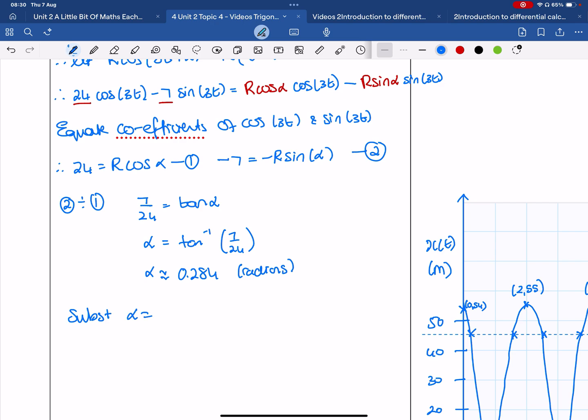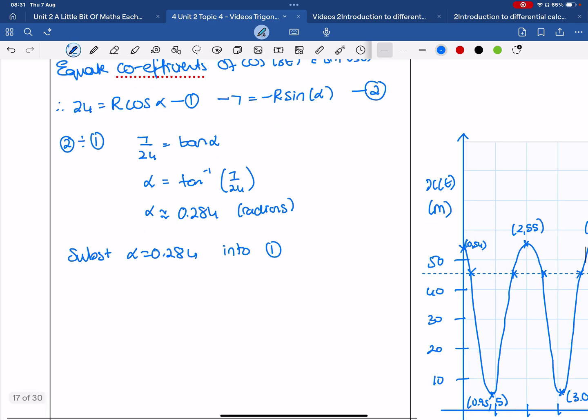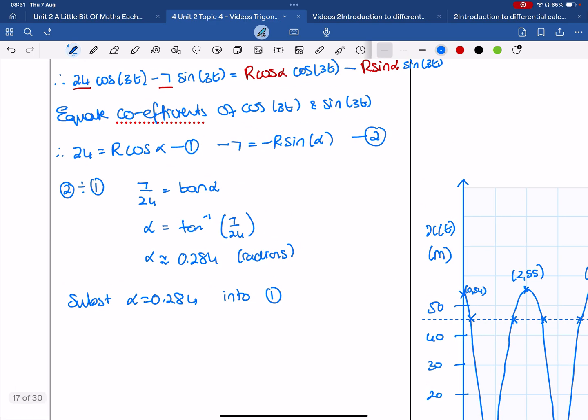Okay, then we're going to substitute our angle into 1, keeping in mind we're just taking the positive value because sine and cos were both positive, and so sine, cos, and tan are all positive in quadrant 1. So r is going to be 24 over cos of 0.284. Please keep this exact. Just keep it in your calculator. Don't try and round it off. And that's equal to, not 24, 25.